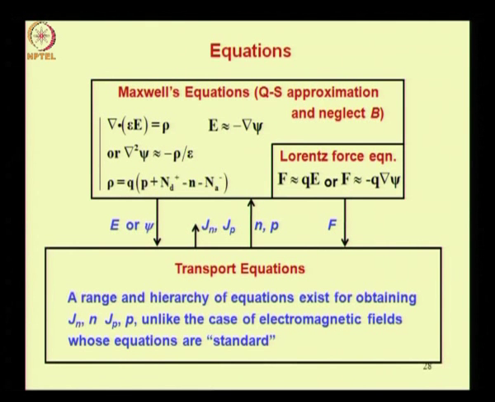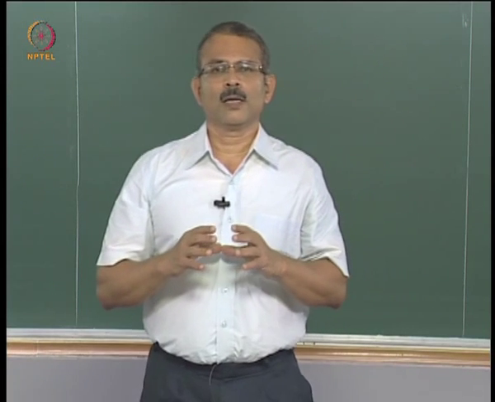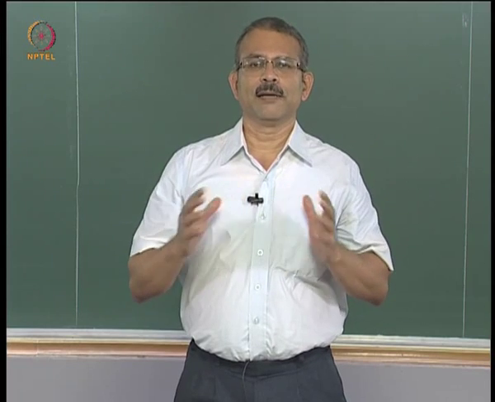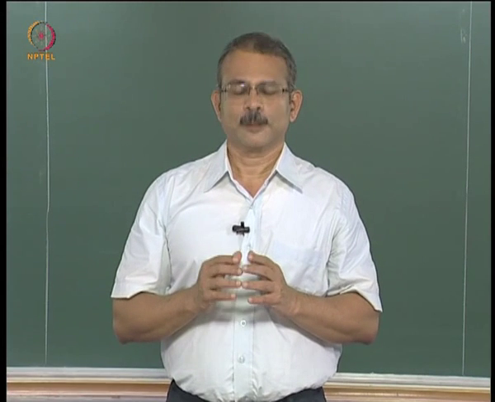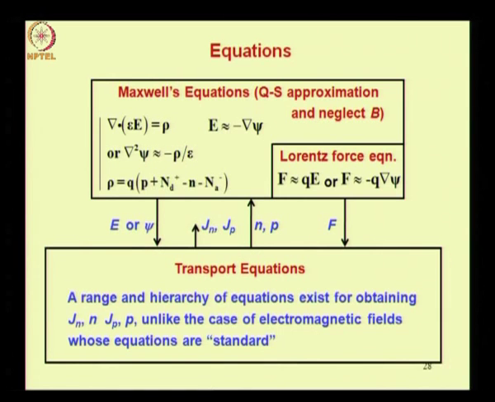Now with that we have completed the discussion on the electromagnetic field equations. So we would like now to discuss the transport equations. As the comment made here shows, a range and hierarchy of equations exist for obtaining electron current density, electron concentration, hole current density and hole concentration, unlike the case of electromagnetic fields whose equations are standard. Here you can see that the output of transport equations is Jn, Jp, n and p.